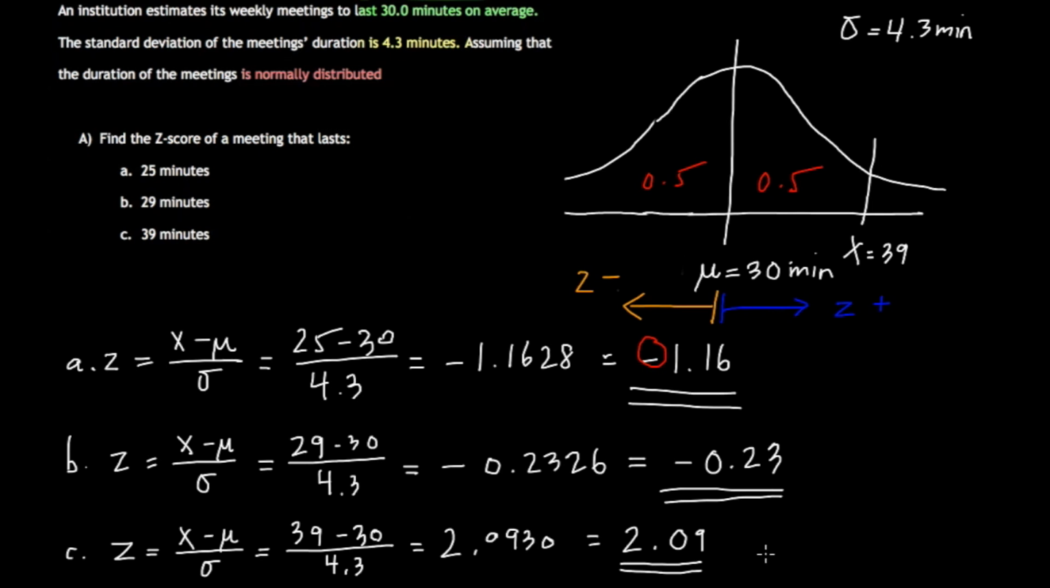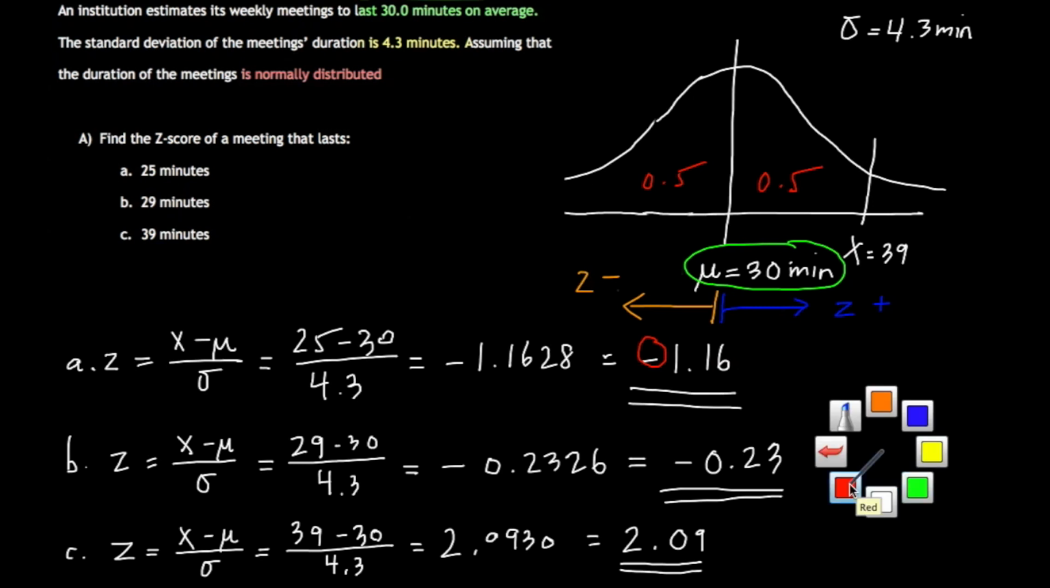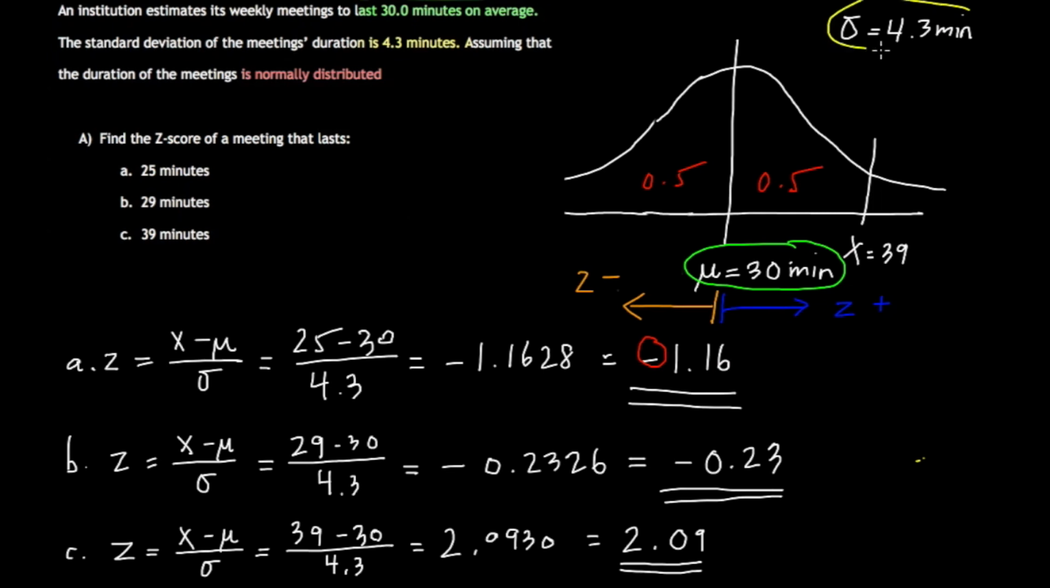Okay, so it's symmetrical. And once again, we know that the meetings last on average 30 minutes. Okay, so that is our mu. And we know that the standard deviation is 4.3 minutes. Okay, so that is right up here. So very simple. Besides these three concepts, the normal distribution, standard deviation, and the mean, the only other thing is we apply our z-score formula, which is available in your formula sheets. Okay, so let's move on to the second part of the question.